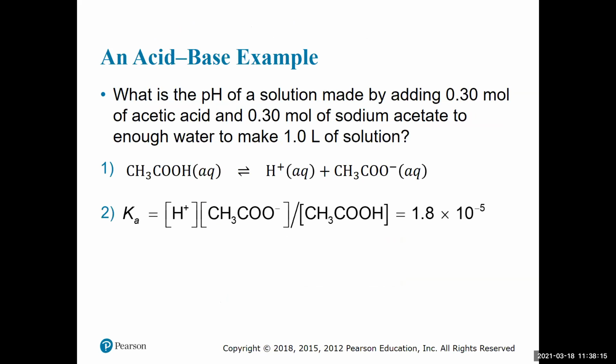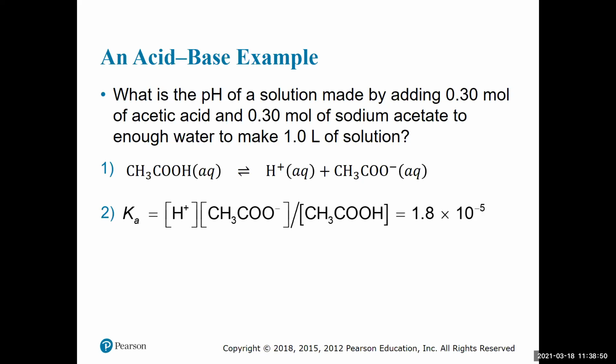Okay, so let's take a look at one of these based on that acetic acid and sodium acetate example that we just talked about. We want to find the pH of the solution that's formed by adding 0.3 moles of acetic acid, that's the CH3COOH, and 0.3 moles of sodium acetate. Remember, sodium acetate is a strong electrolyte, so that's going to fully dissociate into acetate ion, and we're doing it in 1 liter.